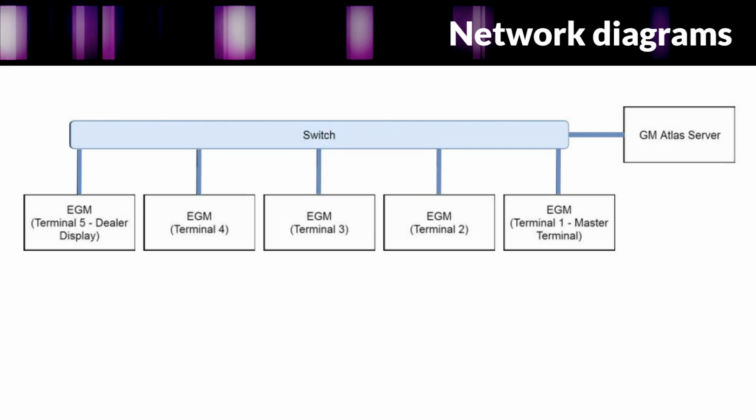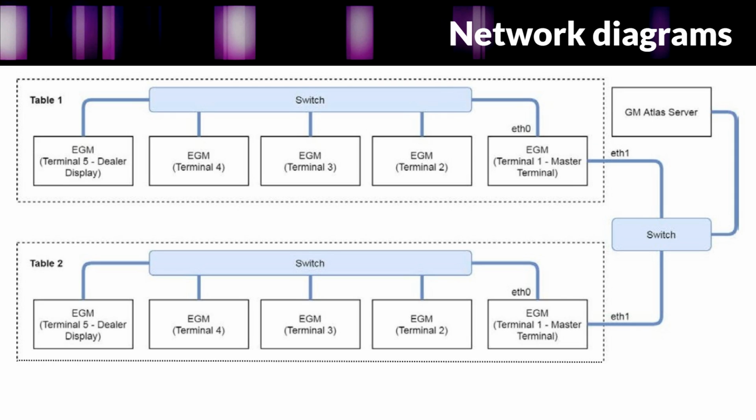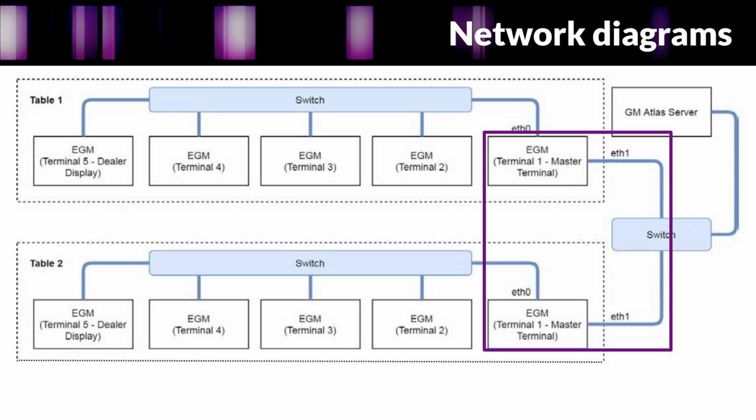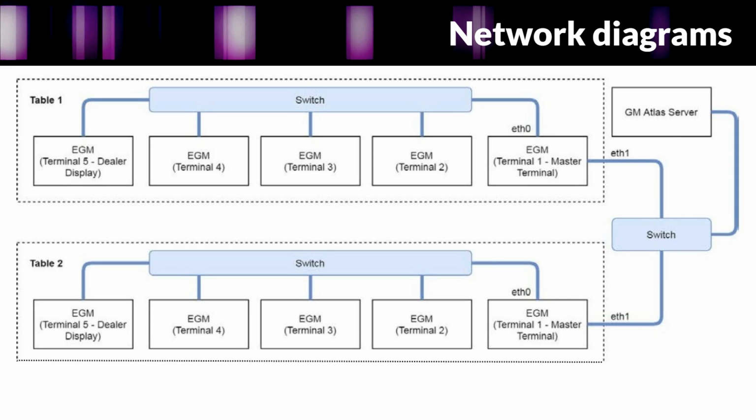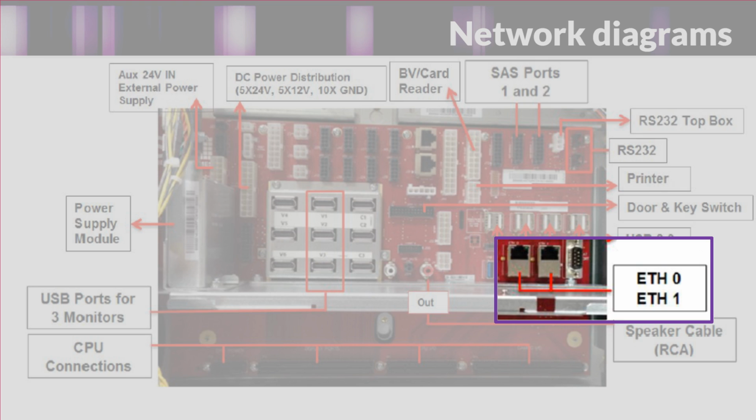These diagrams will guide you in setting up a network for a single table or for multiple tables using a GM Atlas server. To connect multiple TMQ tables to the same GM Atlas server, the following changes to the single table configuration must be completed. An additional switch is required to connect the multiple master terminals to the GM Atlas server. Each master terminal should connect to the third switch using an Ethernet cable, which is plugged into the Ethernet 1 port. Ethernet 1 is the rightmost Ethernet port on the backplane of the cabinet.